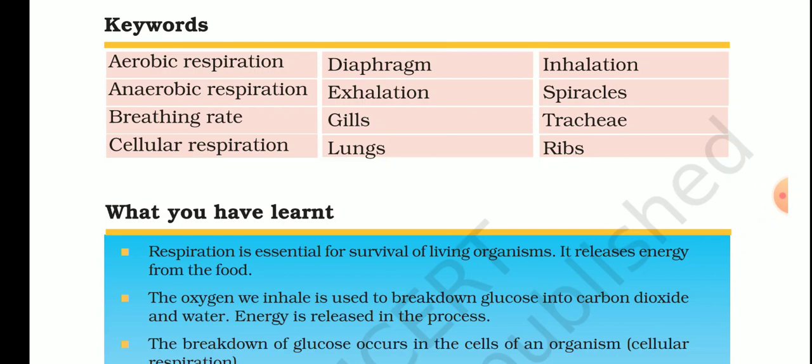First one is aerobic respiration. You all know aerobic respiration is the respiration which occurs in the presence of oxygen. Second one, anaerobic respiration, is the respiration which occurs in the absence of oxygen. There are other differences: in aerobic respiration the amount of energy released is more, whereas in anaerobic respiration the amount of energy released is less. Examples: aerobic respiration occurs mostly in plants and animals, and anaerobic respiration, for example, in yeast.